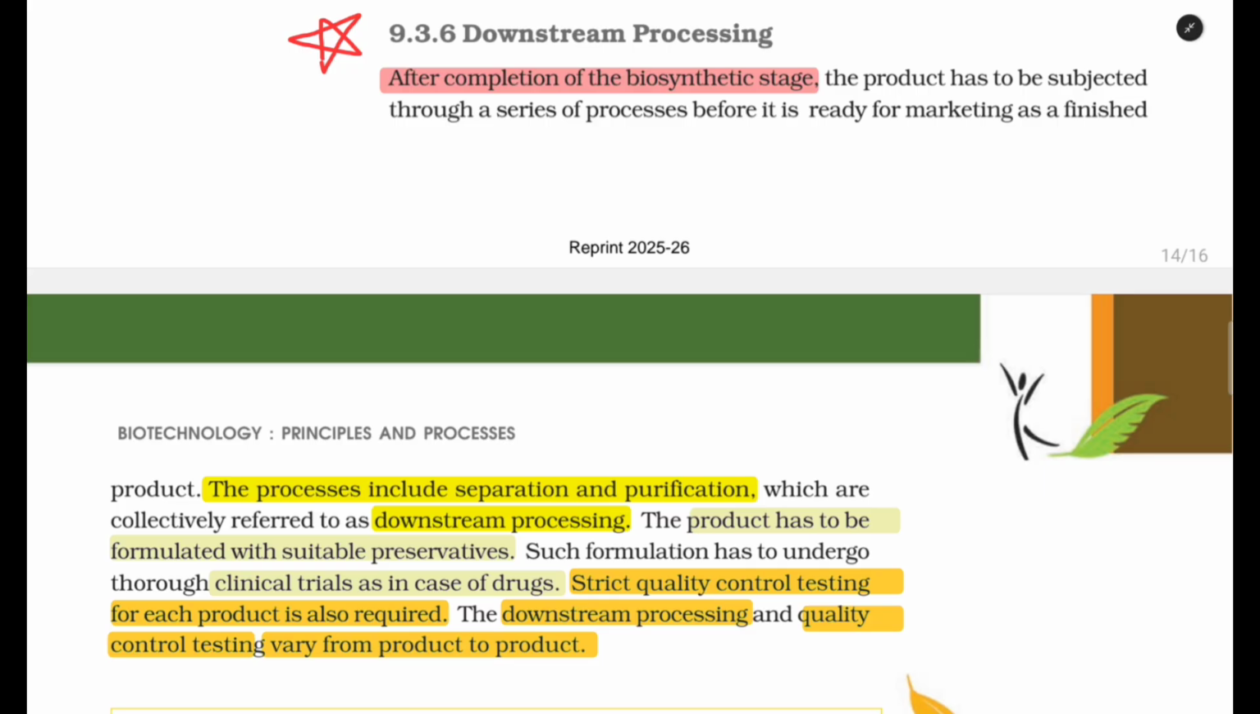9.3.6 Downstream processing. After completion of the biosynthetic stage, the product has to be subjected to a series of processes before it is ready for marketing as a finished product. The processes include separation and purification, which are collectively referred to as downstream processing. The product has to be formulated with suitable preservatives. Such formulation has to undergo clinical trials, as in the case of drugs. Strict quality control testing for each product is also required. The downstream processing and quality control testing vary from product to product.